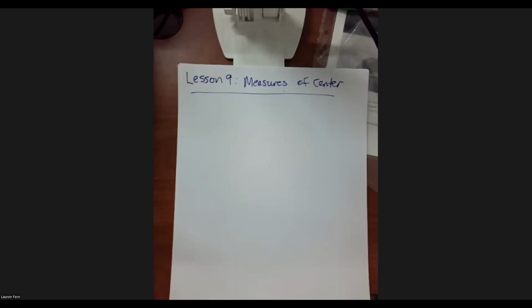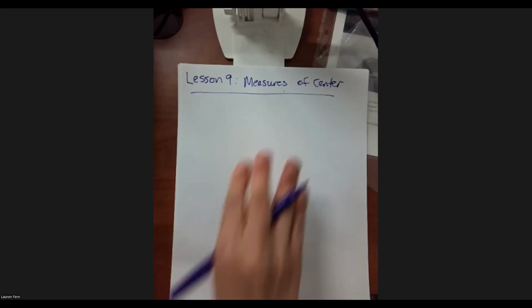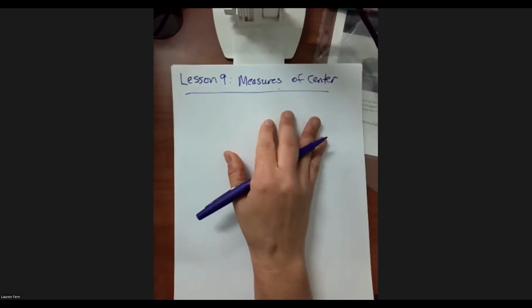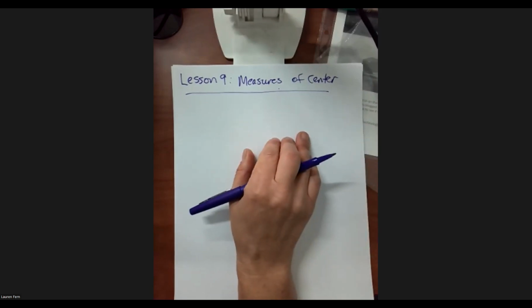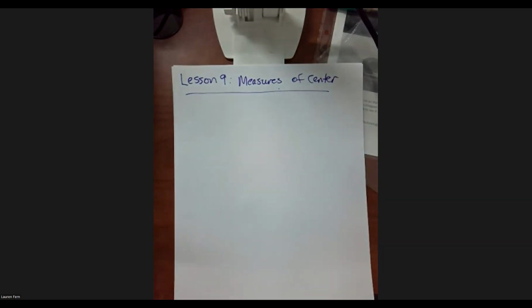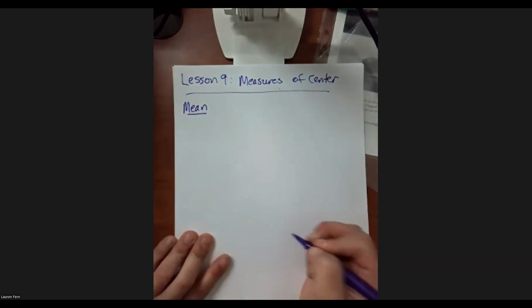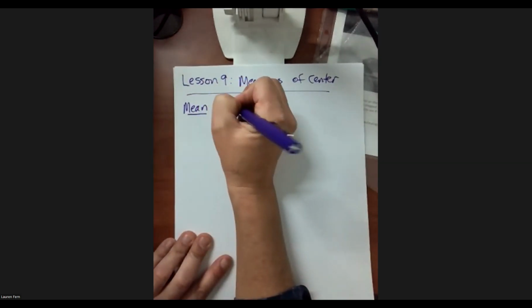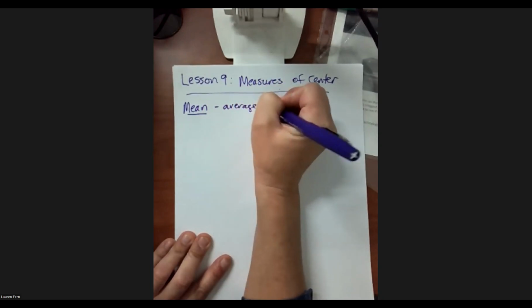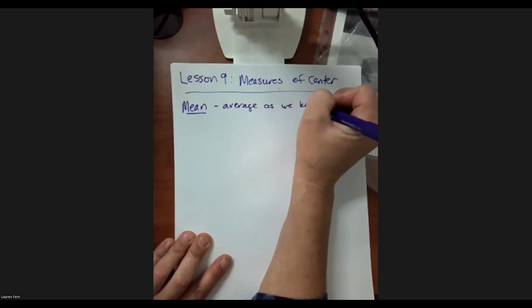So when people talk about newspapers lying with statistics, these measures of center are a really nifty way of lying with statistics. I'll give you a classic example of it. The mean is the one that we've talked about. That is literally the average as we know it.